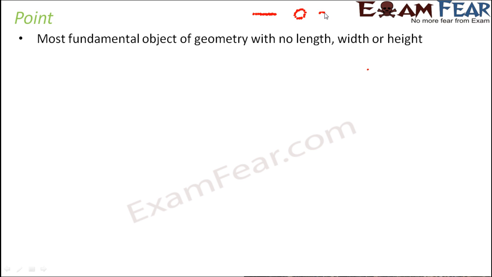Similarly, if you put points in this fashion, what are you going to get? You are going to get a rectangle. So all the shapes that we see around us, they are basically formed by combination of points. That is why we say that point is the most fundamental object of geometry. It is represented by a dot.